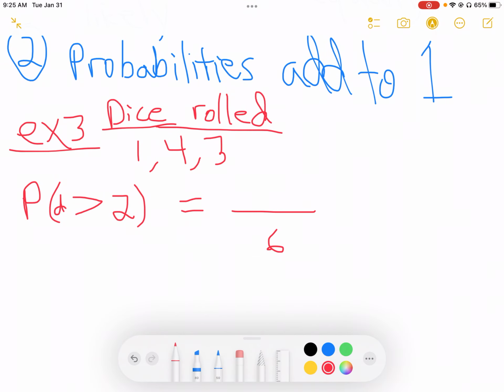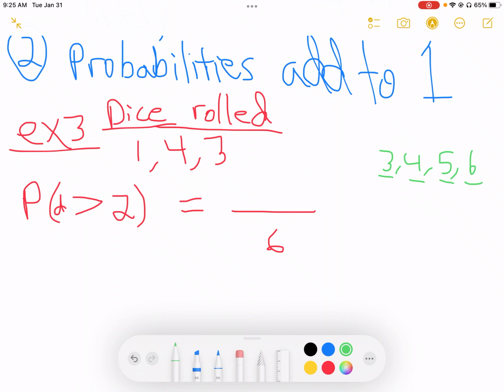Well, if I'm talking about 2, and say, oh, well, if it's greater than 2, then it has to be a 3, a 4, a 5, or a 6, right? So then that's how many? That's 1, 2, 3, 4, right?